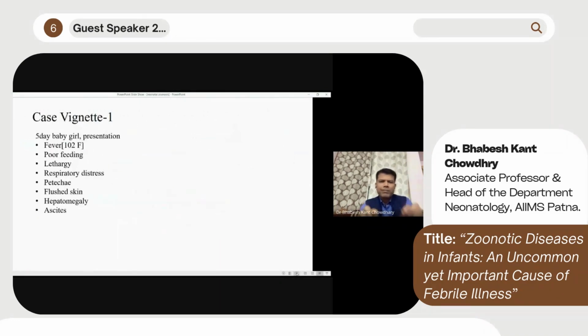This is a 5-day-old baby who presented to us with high-grade fever on day 5 of life, with poor feeding, lethargy, respiratory distress, fatigue, and hepatomegaly along with a huge abdomen. On ultrasound, it shows that it is ascites.